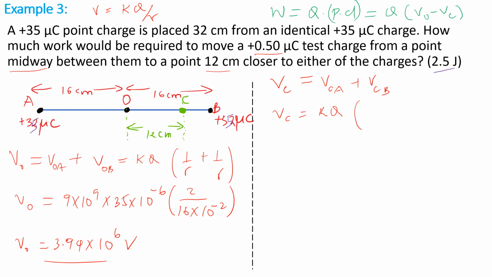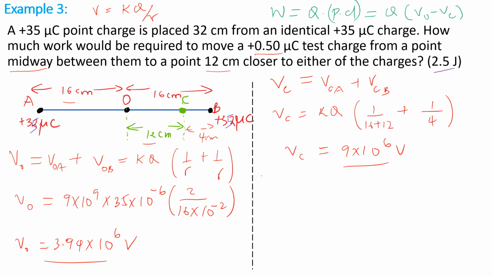KQ bracket K. So from A to C is going to be 1 over 16 plus 12. Then plus 1 over, the charge is at C, so from C to B, if from A to B is 32, and this is 16 plus 12, that's 28, then the remaining here is going to be 4 centimeters. So VC, if you feed in your calculator very well, you're going to get 9 times 10 to the power 6 volts.